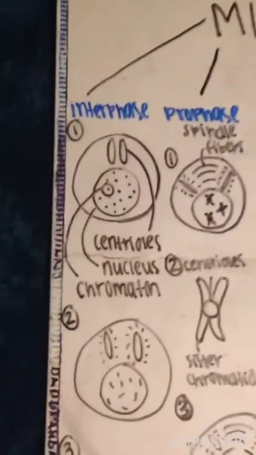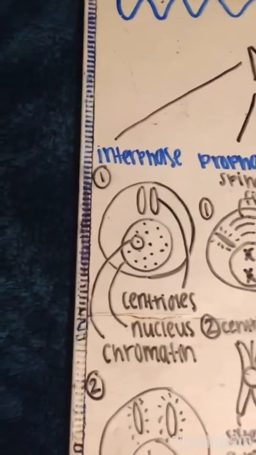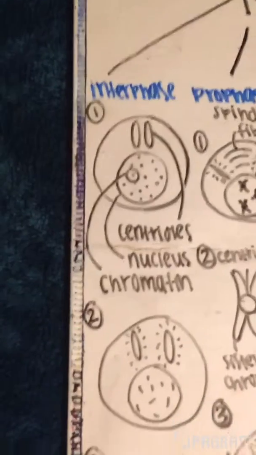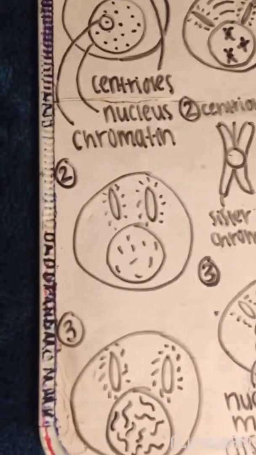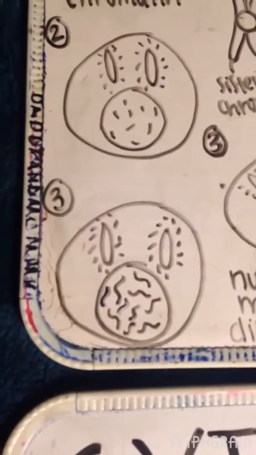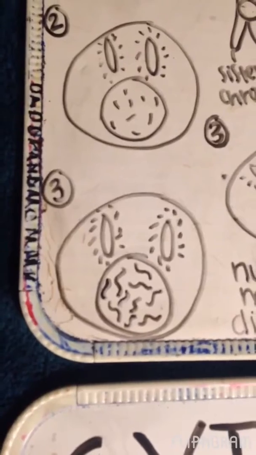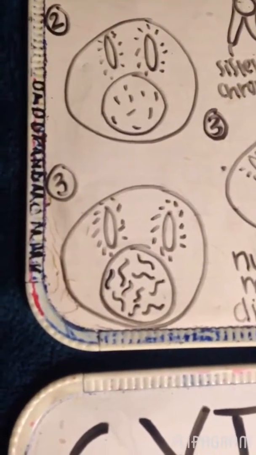The first one is interphase. The first part of interphase is the G1 phase, where the cell brings metabolic activities to get ready for the S phase. In the S phase, the synthesis phase, synthesis means to make, and here we are making a DNA copy. Lastly is the G2 phase. Here is where organelles and molecules needed for cell division are made, and this gets the whole cell ready for mitosis.